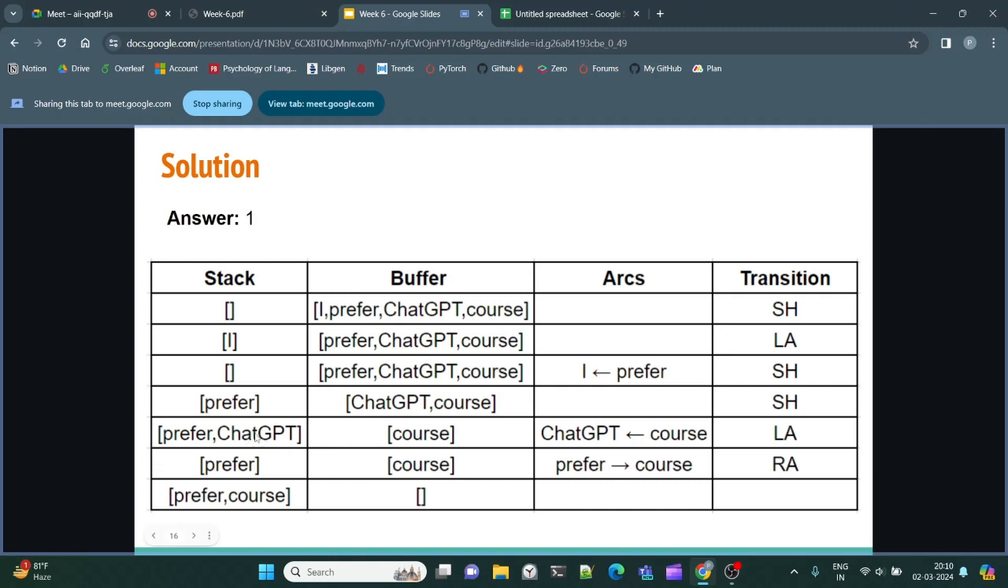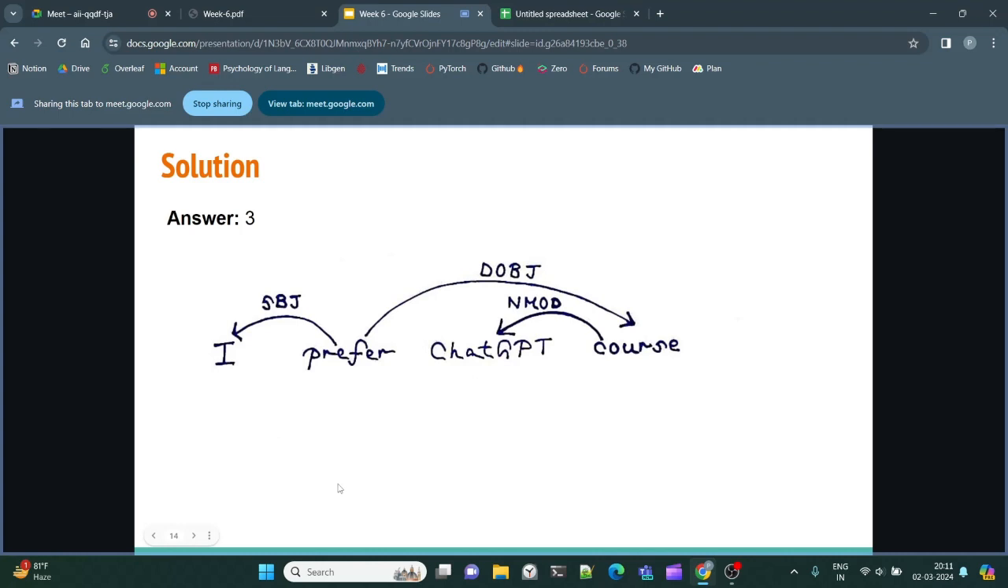When I do a left arc transition, the word at the top of the stack is dropped, so ChatGPT is dropped. What remains is prefer in the stack, and course in the buffer. Between these two words, I again need to check whether there is any relation in my gold standard data. Prefer and course. Yes, course is the direct object. So there is this relation. What is this? This is a right arc.